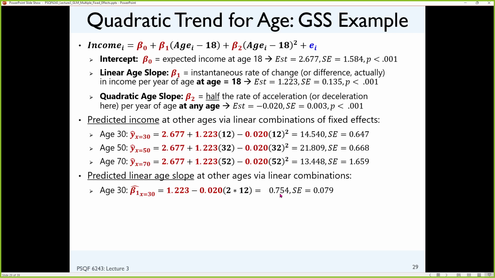So it works out to be 0.75. So at age 30, for every year older you are, you make $750 more. So the slope was 1.2 at age 18. It's slown, is that a word? Sure, it's slowed down.